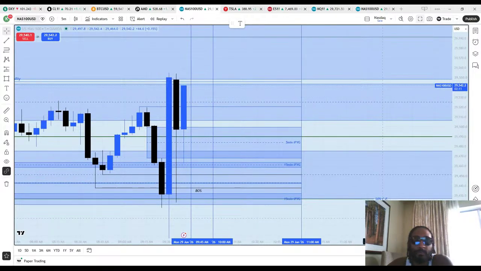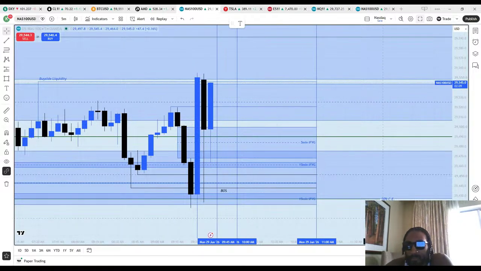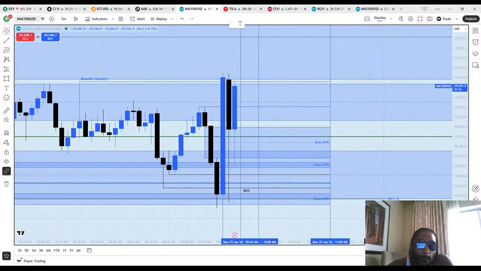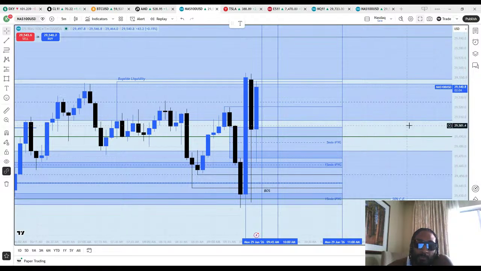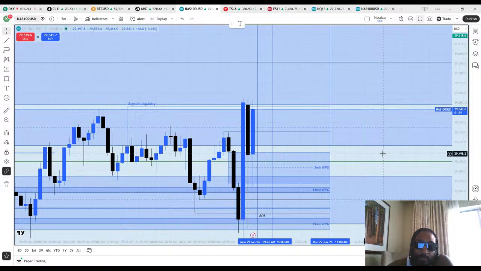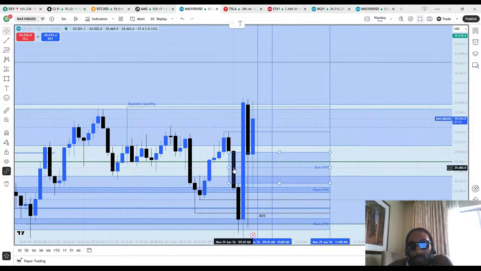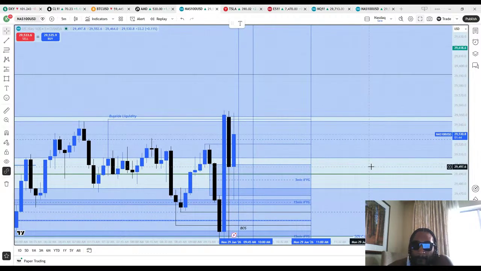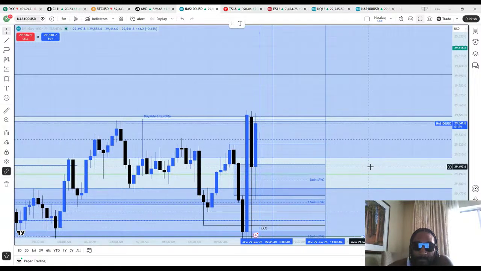We got 2 minutes left in this candlestick. If this price action would have happened after 945, entering on this 50%, stop loss under this low, that would have been a nice trade. This area right here could have been the target.